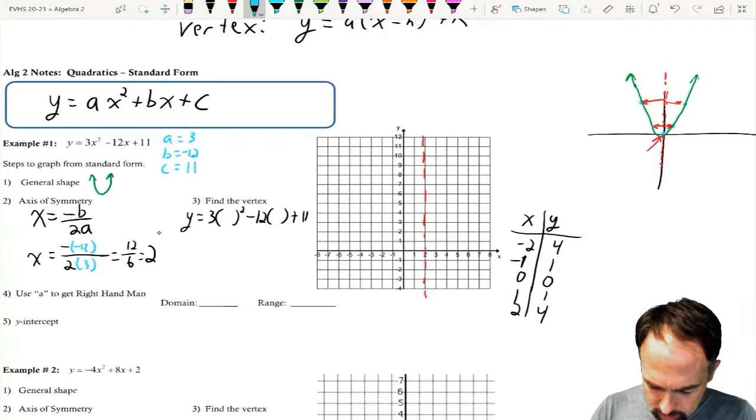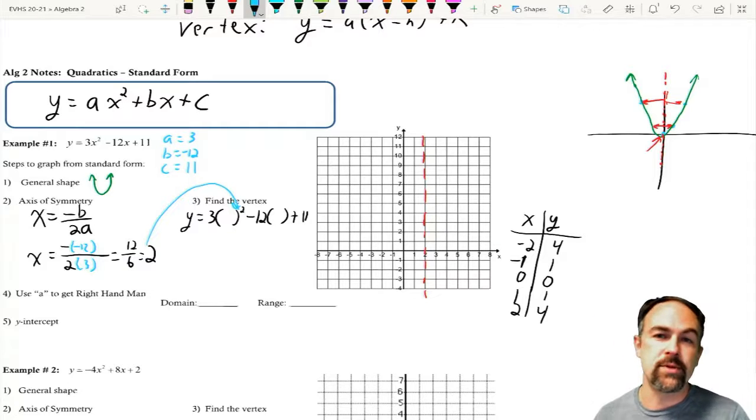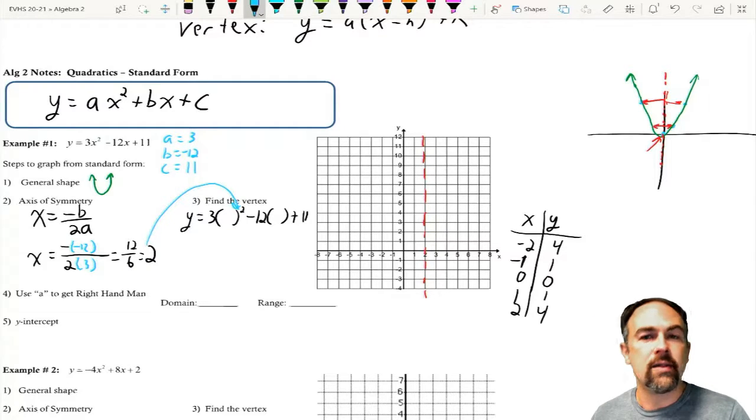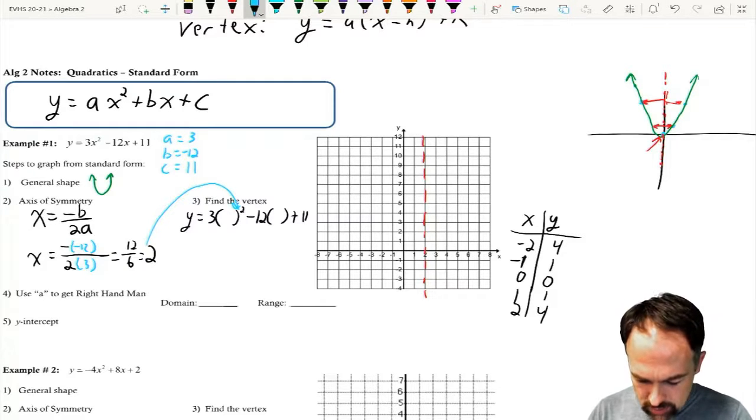And then I'm going to take this and substitute the axis of symmetry into the equation. The reason I'm doing that is because I know the vertex is going to have the exact same x coordinate as the axis of symmetry, because it lies on the axis of symmetry. So I'm going to plug in this 2 into both of those.